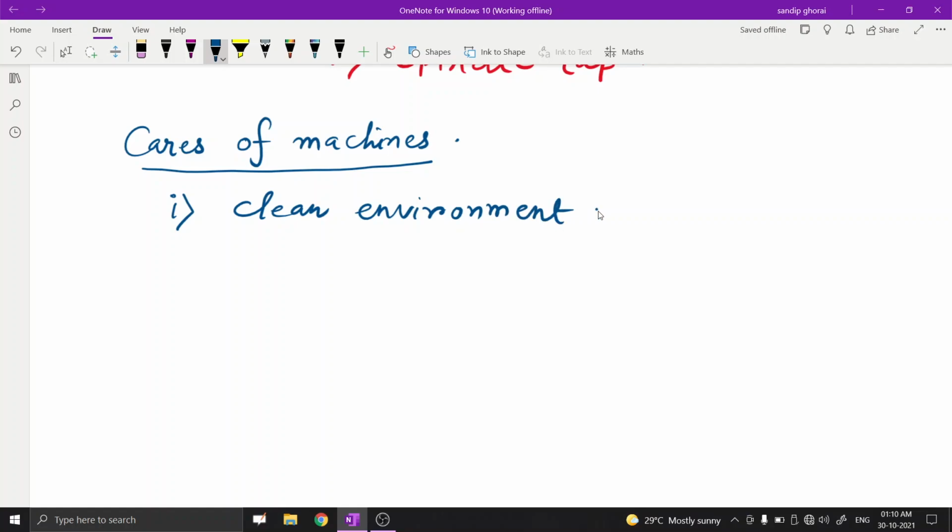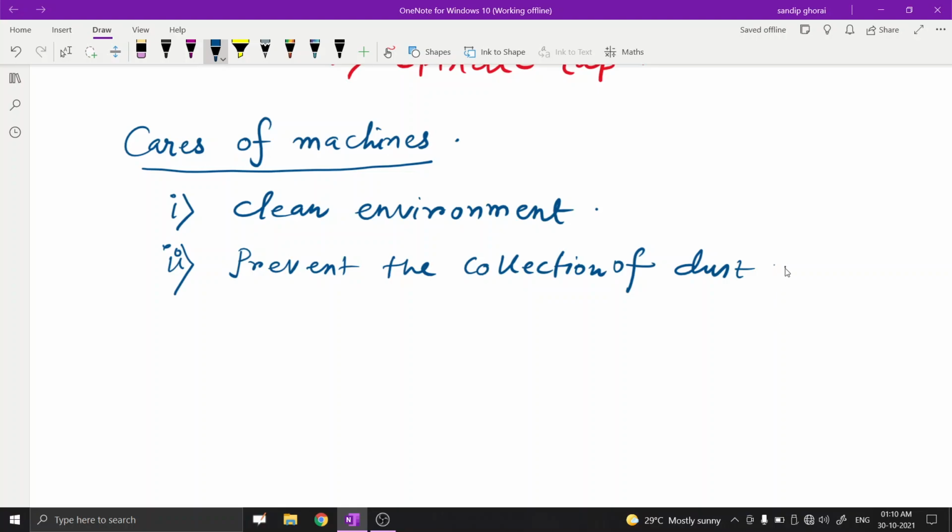Okay, so in this point, machines should be kept in a clean environment which is free from dust and moisture. And the second care is, in general, machines should be kept covered to prevent the collection of dust particles on them, on the machine.